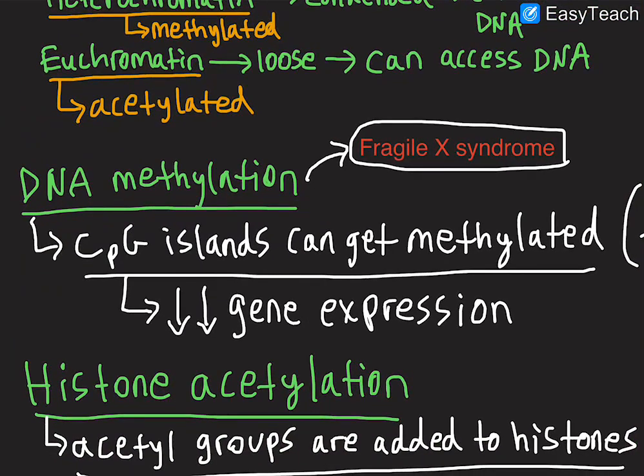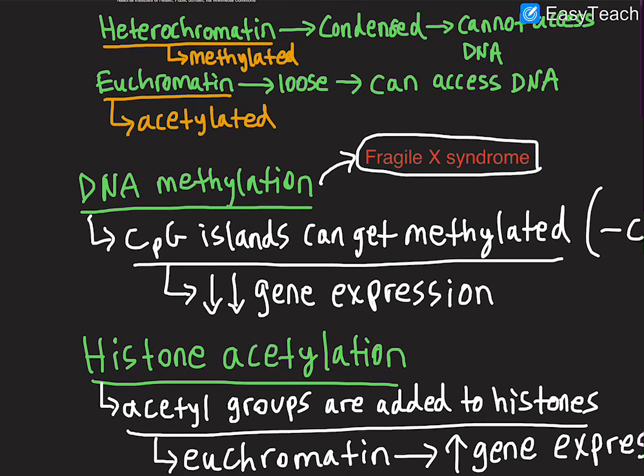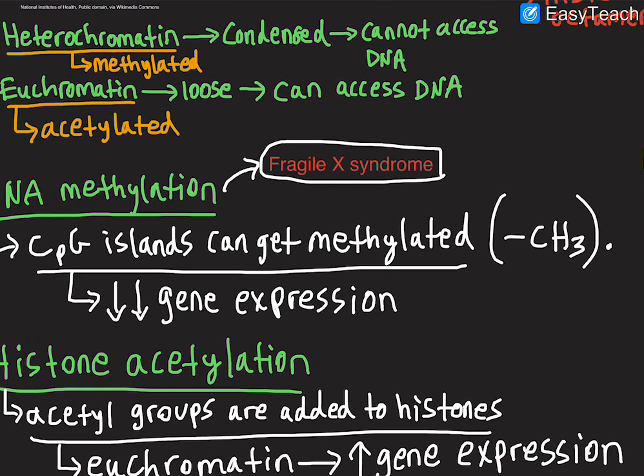So some epigenetic factors and concepts that we should know: DNA methylation is basically if you see a bunch of cytosine guanine, or CpG islands, just know that those can get methylated, okay? And that's a methyl group. These CpG islands can get methylated. And remember, if you get methylated, you reduce gene expression, okay?